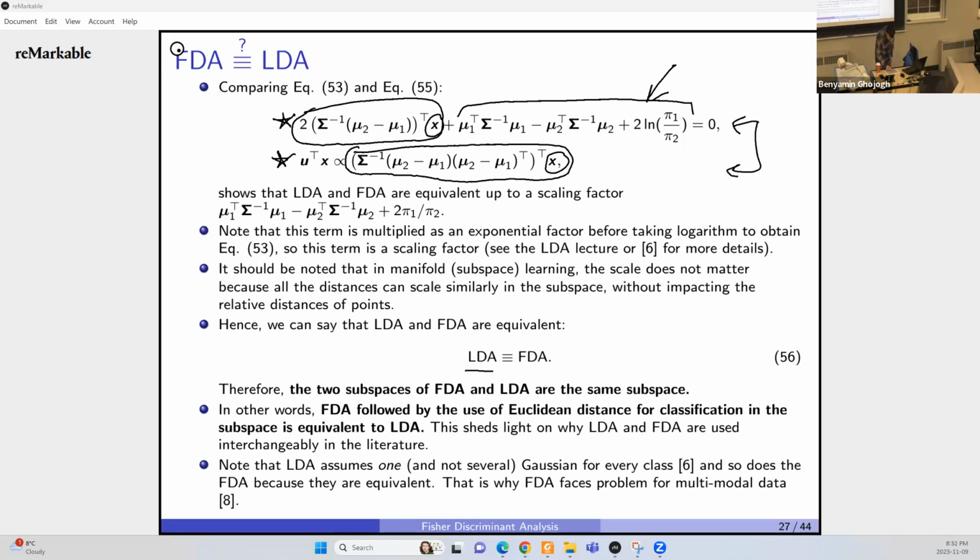The result: they are equivalent. That's why we use them interchangeably in the literature. In other words, FDA followed by the use of Euclidean distance for classification in the subspace is equivalent to LDA. So if you apply LDA in the input space, it is equivalent to applying FDA, projecting data in the Fisher subspace, and in that subspace using Euclidean distances from the means of classes for classification. Did you understand what I'm saying?